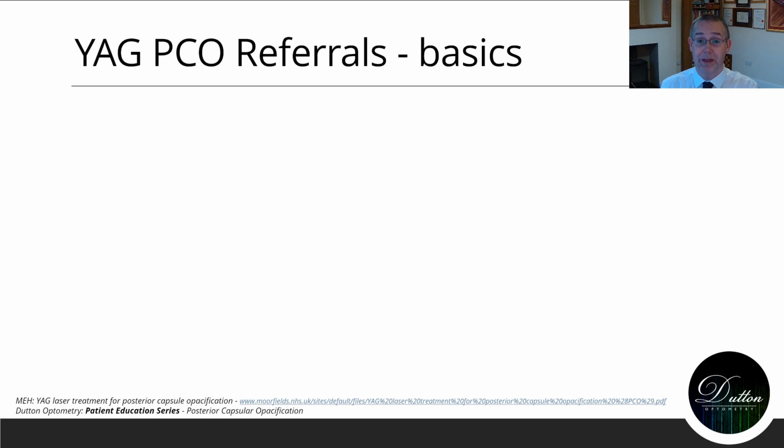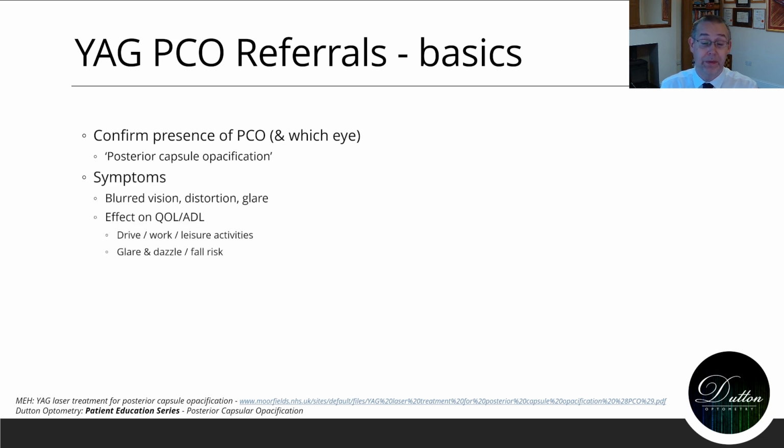Let's start off with the basics. Firstly, confirm that there is actually posterior capsular opacification present, which eye it's in. Make a note of the symptoms that the patient's experiencing, much like we would with a request for cataract surgery. Is it blurred? Is it distorted? Is there glare? And how is the PCO affecting activities of daily living and quality of life, with a few concrete examples to really justify having the procedure done.